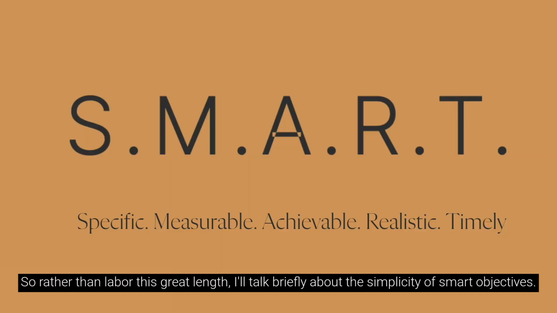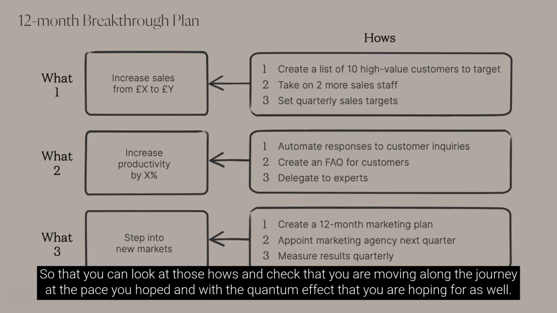So rather than labor this at great length, I'll talk briefly about the simplicity of SMART objectives. So really, in your hows, you need to be giving yourself some measurement and some time scale so that you can look at those hows and check that you're moving along the journey at the pace you hoped and with the quantum effect that you're hoping for as well.